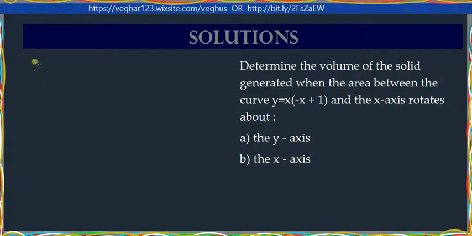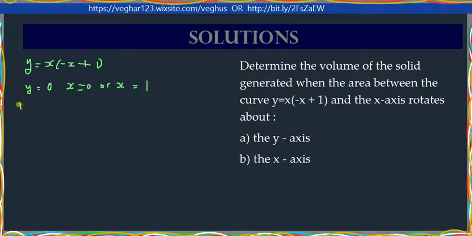So we are given an equation. So to sketch the graph, first we have to find the x-intercept. For the x-intercept, we let y equal to 0, and then x is equal to 0, or x equals to 1.